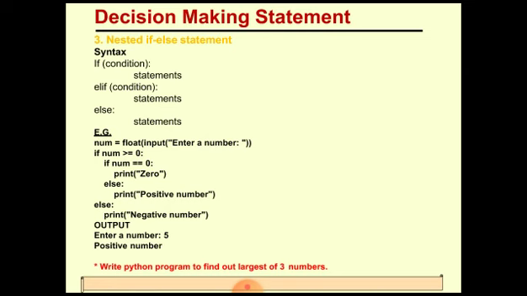So using both these ways, you can use multiple conditions in your decision making statements. Now here, what output you will get: first you will enter the number 5, then it will print that it is a positive number. Why? Because you have entered 5, which is a positive number in this case.